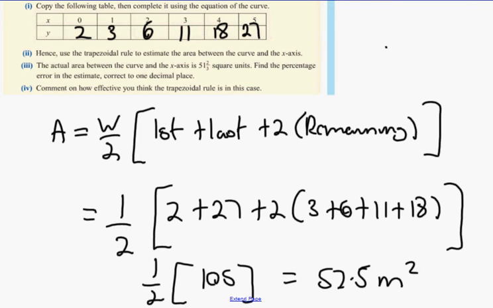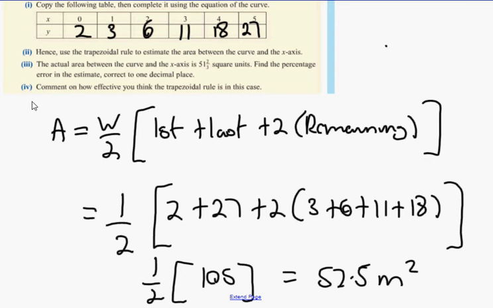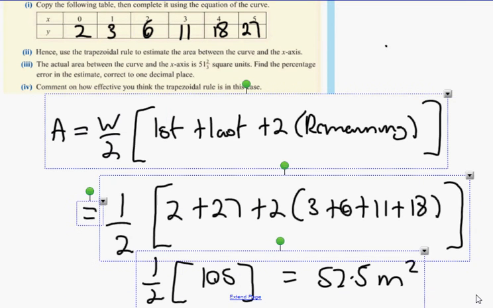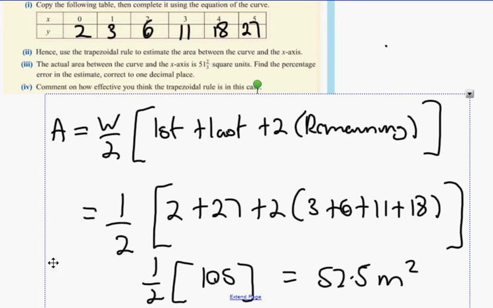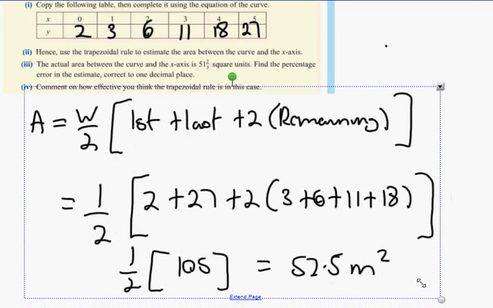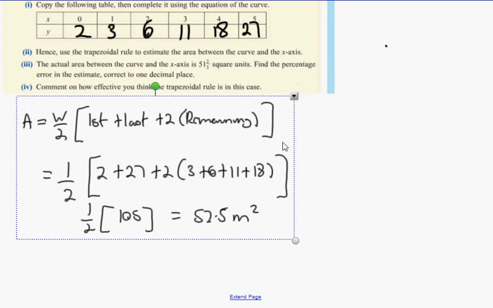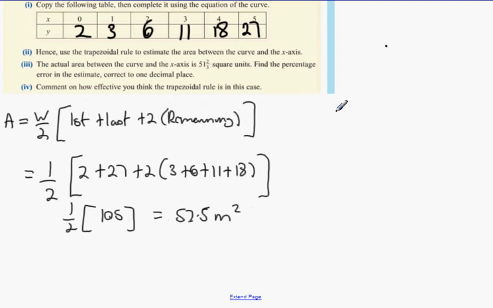The actual area between the curve and the x-axis is 51 2/3. Find the percentage error in the estimate correct to 1 decimal place. Okay, so percentage error, I gave you the formula the last day before I left. Can anybody remember the formula for percentage error? Error over actual value multiplied by 100 over 1. Okay, so to get the error is going to be 52.5 minus 51 2/3. That's what the actual error is. So we'll just put that into the calculator and see what we get for the error.